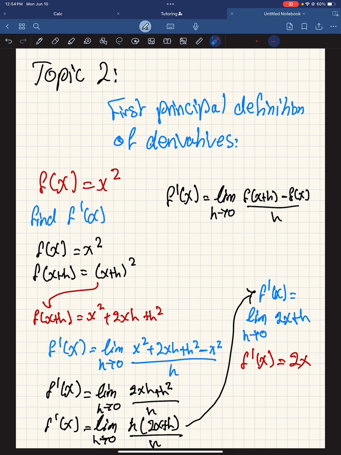So the first step you would need to do is identify your f of x and f of x plus h. And for you to get f of x plus h, you just take your original function and plug in x plus h instead of x at every x you have. And once you simplify this, it looks somewhat like this because it's a perfect square.